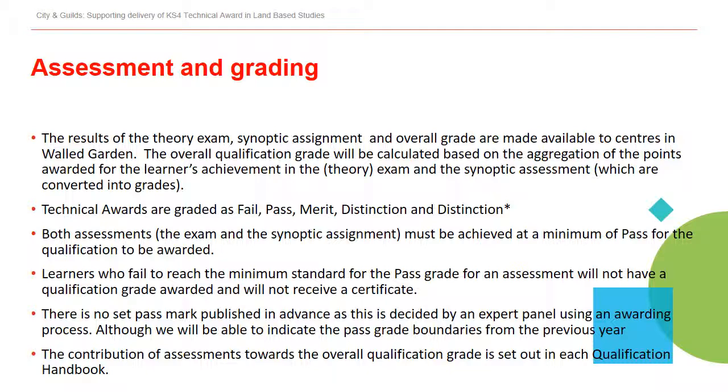Unfortunately, there are no compensatory methods allowed, so therefore you have to pass both the theory exam and the synoptic assignment to achieve the qualification. There is no set pass mark published in advance, as this is decided by an expert panel using an awarding process. Although you will be able to look at the grade pass boundaries from the previous year, which give an indication of what the pass boundaries would be for this qualification. The contribution of assessments towards the overall grade is set out in each of the qualification handbooks.